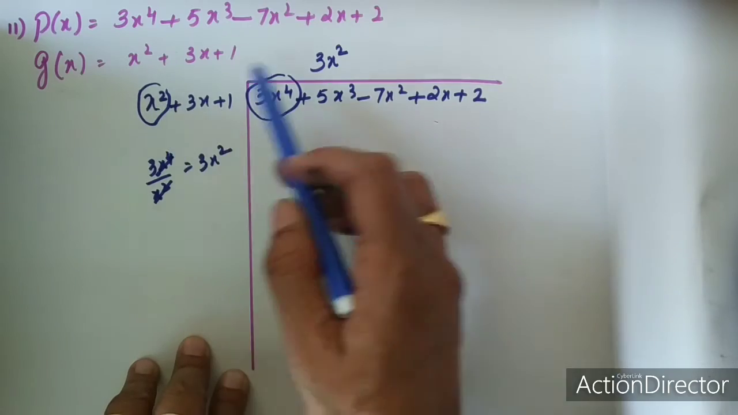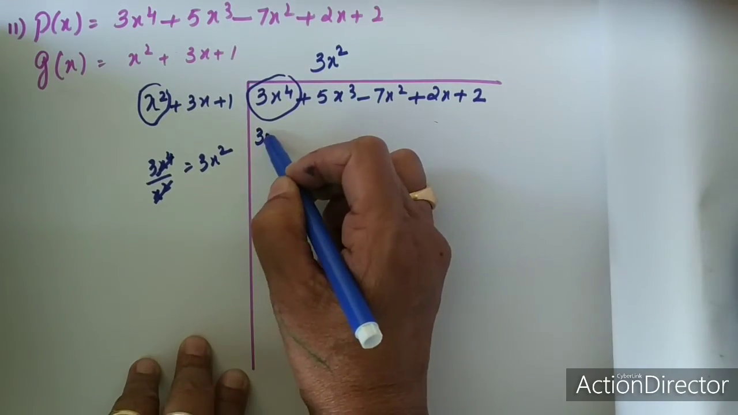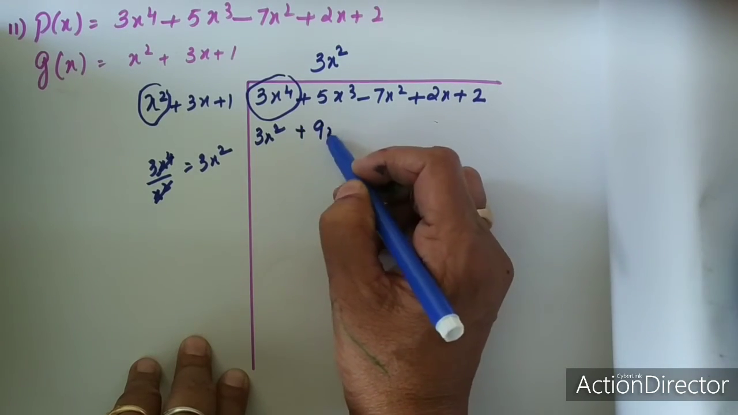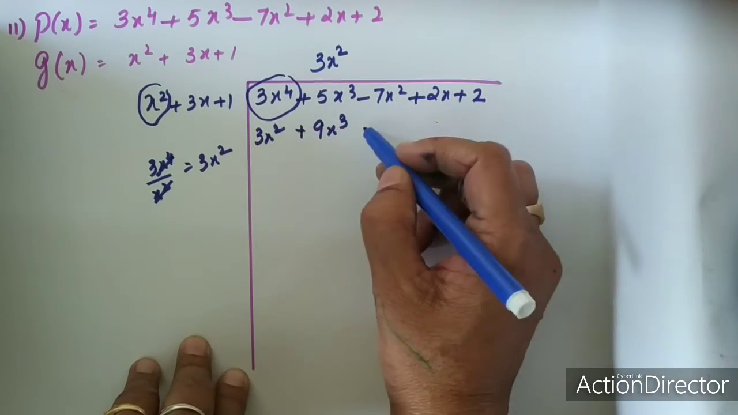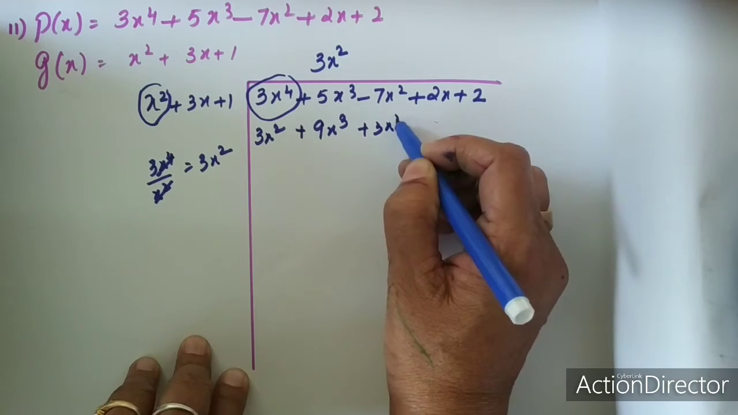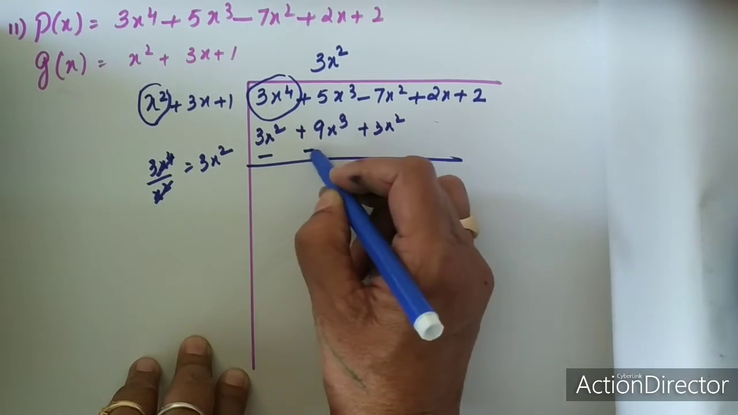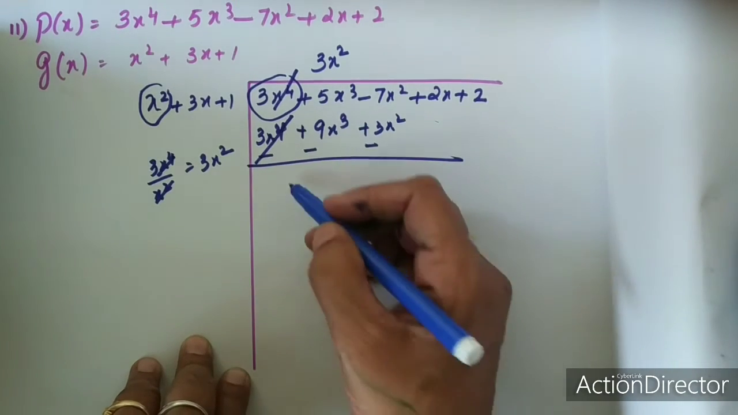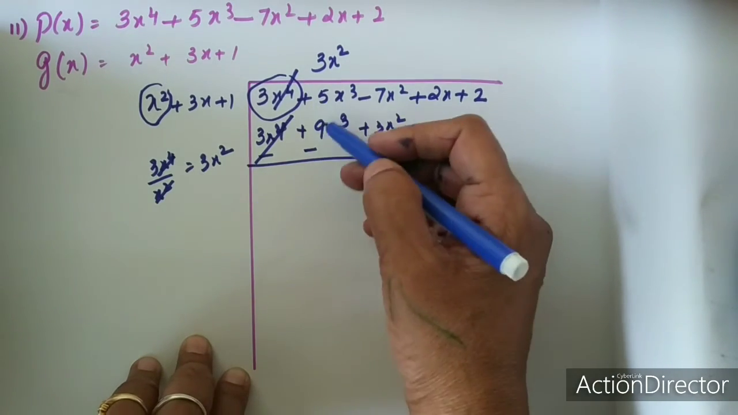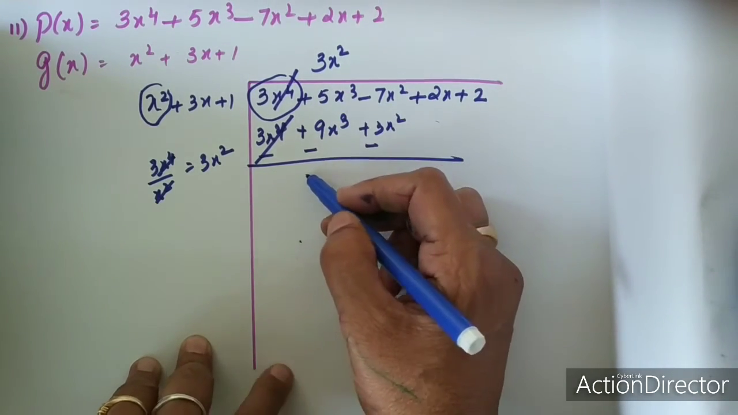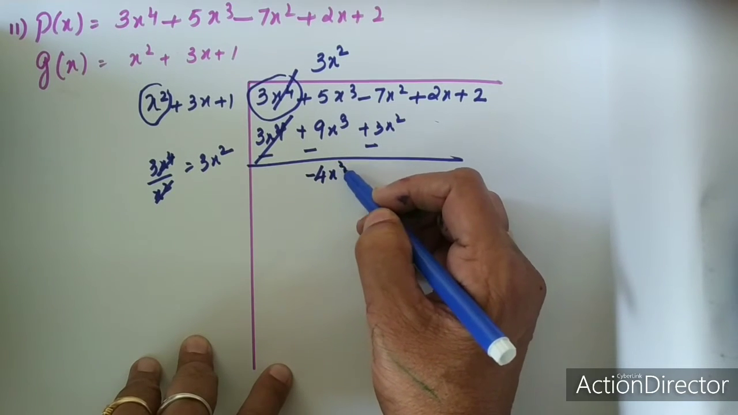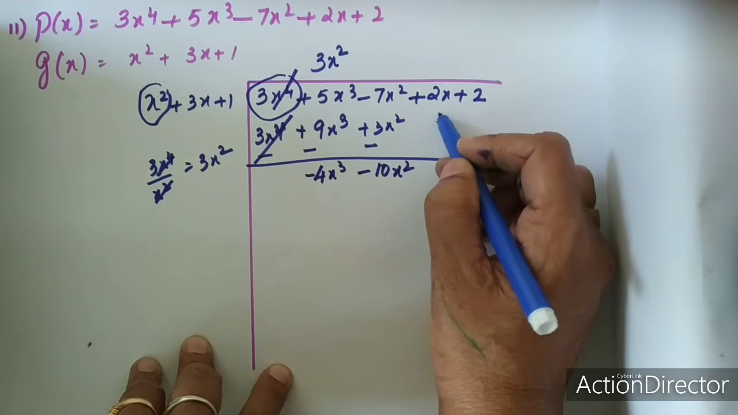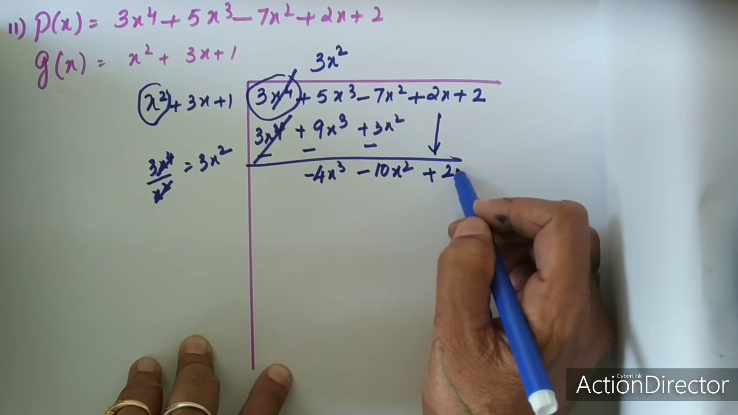Now you multiply x square into 3x square, which is 3x power 4. 3x into 3x square is 9x cube. And 1 into 3x square is 3x square. Now let us subtract, minus, minus, minus. 3x power 4 minus 3x power 4 will get cancelled. 9 minus 5 is 4. So it is minus 4x cube and minus 10x square. Take the next term, it is plus 2x.